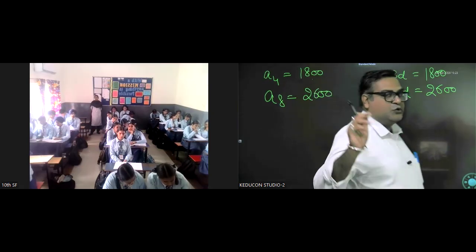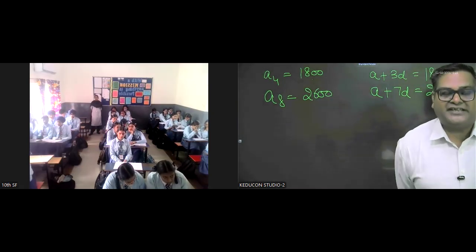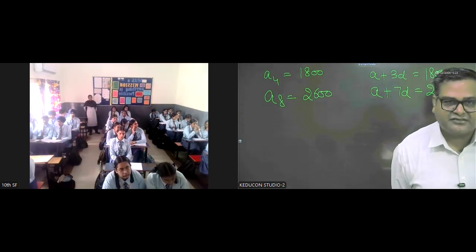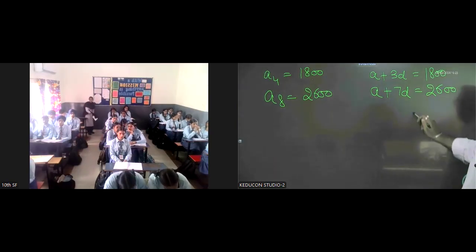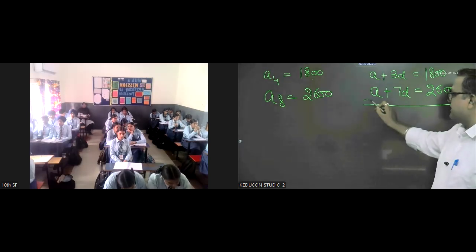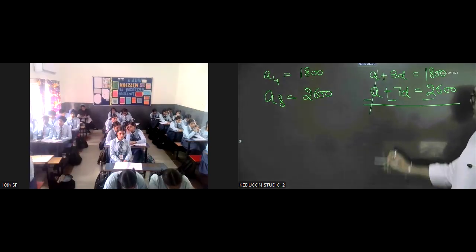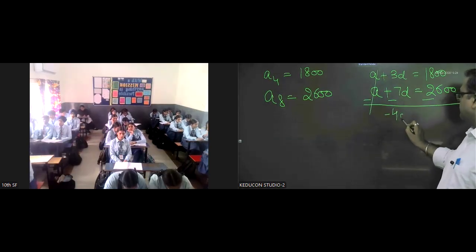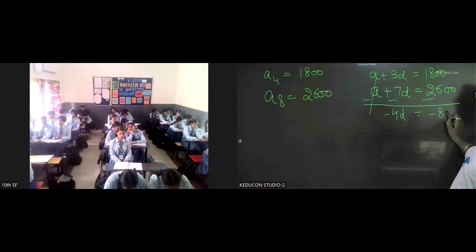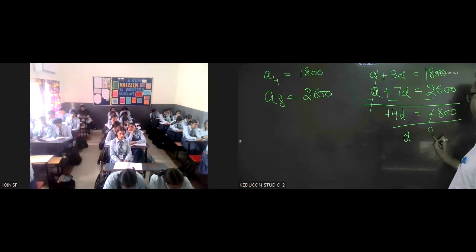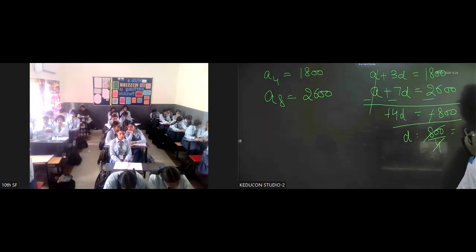Now student, if you look carefully, these are two linear equations in A and D. Can we solve these two linear equations? Yes or no? Apply the addition subtraction method, subtract them, signs changed. This will be cancelled out. What are we left with? Minus 4D equal to minus 800. Minus minus cancel. D comes out to be 800 by 4, that is 200. So the common difference is 200.